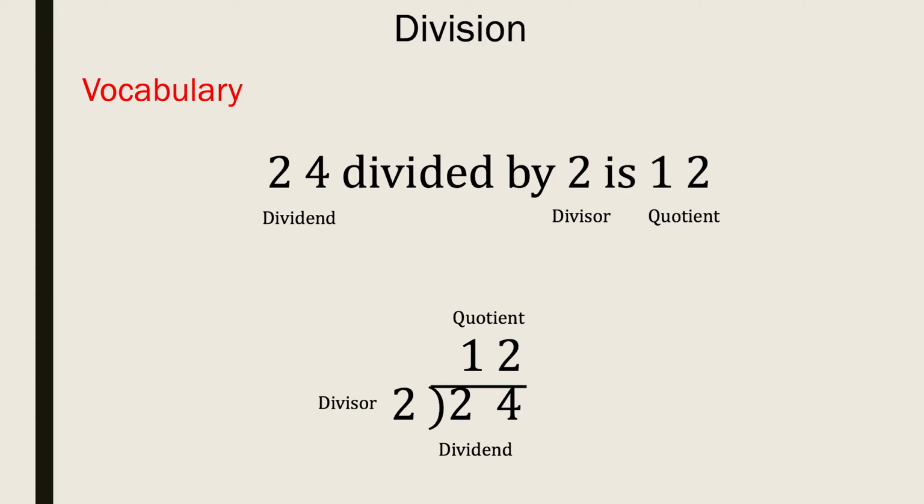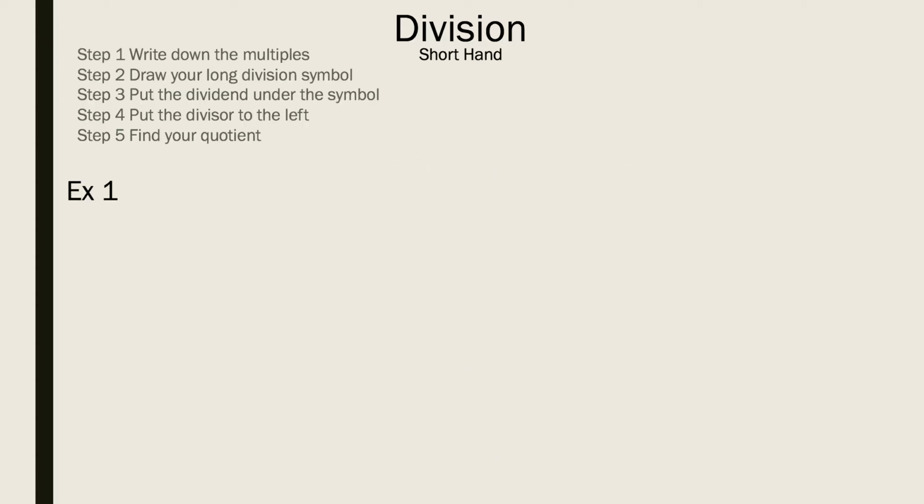Now, let's look at the steps in order to do shorthand. Step 1, write down the multiples. Step 2, draw your long division symbol. Step 3, put down the dividend under the symbol. Step 4, put the divisor to the left. Step 5, find your quotient.